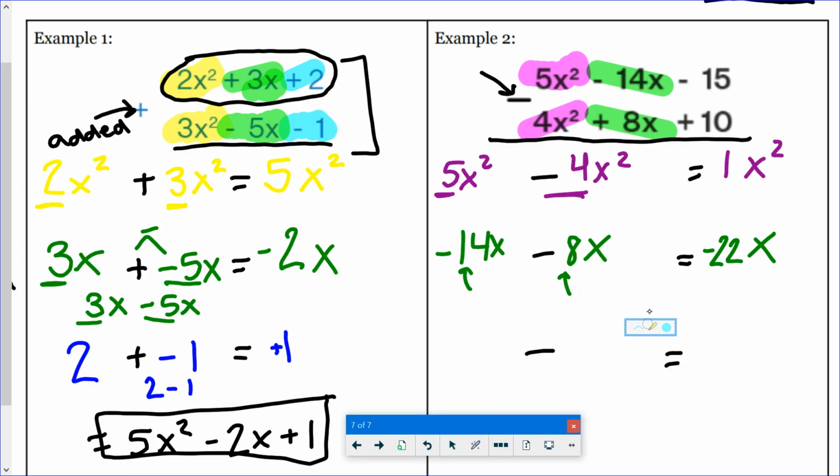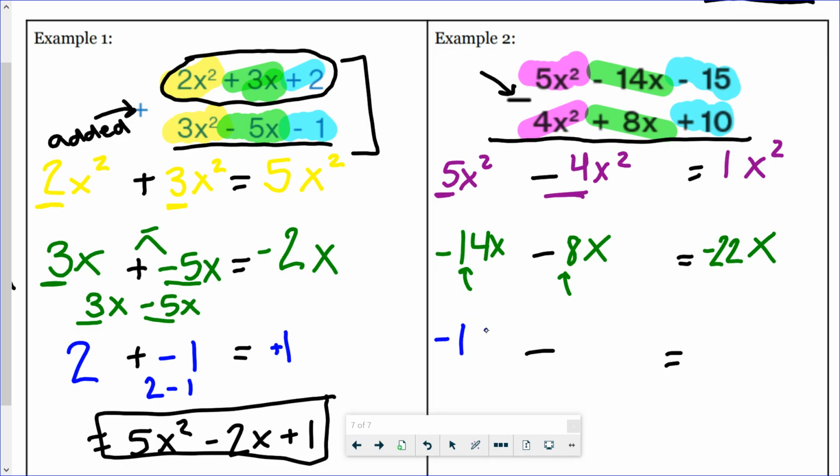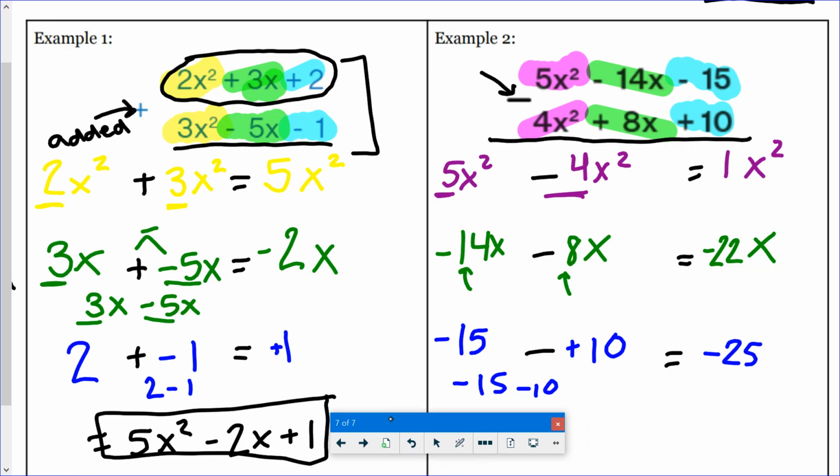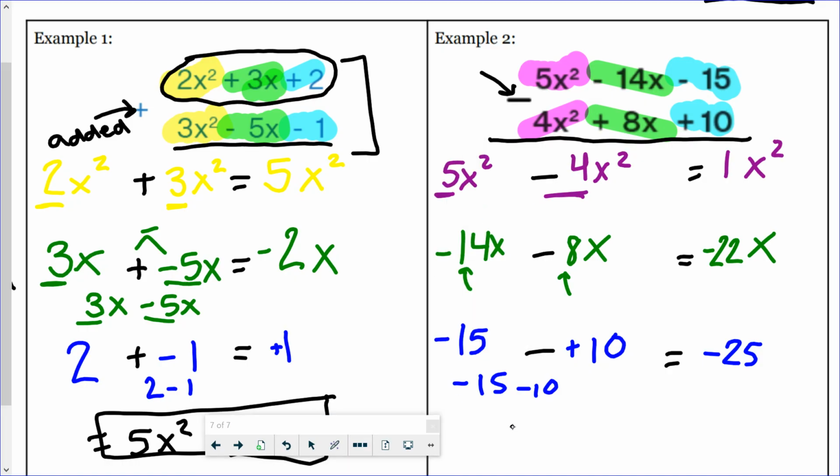And lastly, I have my negative 15 and my positive 10. So I'm going to combine those as negative 15 minus a positive 10, which is the same as saying negative 15 minus 10, or negative 25. So my solution when I subtract these two polynomials is x squared, or 1x squared, minus 22x minus 25.